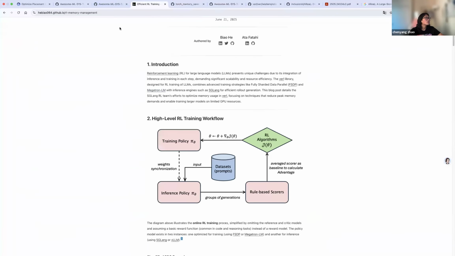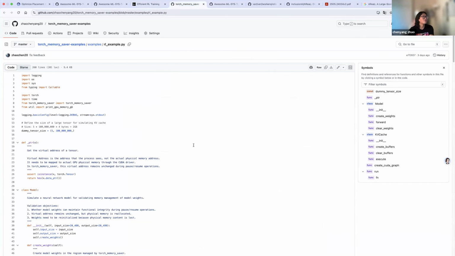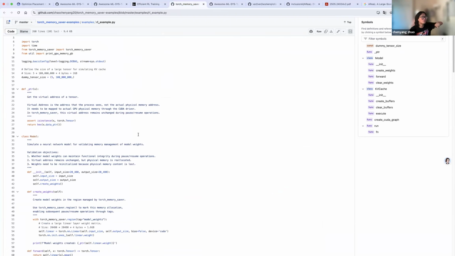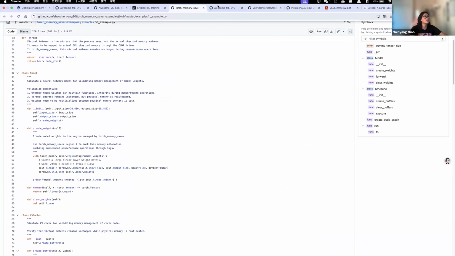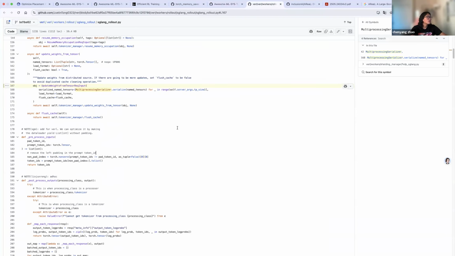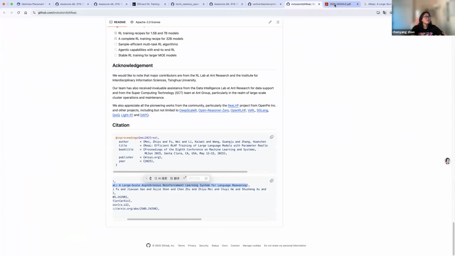I'll send these blogs into our channel later. This is Bill's blog on how we are optimizing the memory usage in Verl. And this is a new example of torch memory saver. It tells everyone that the torch memory saver keeps the CUDA graph and keeps the virtual address, and we can release and reallocate the memories. And this one is the code walkthrough of the first part. I'll discuss this later.